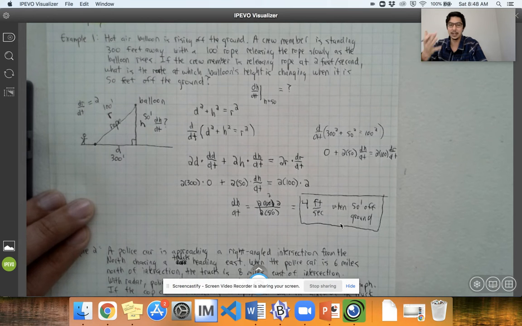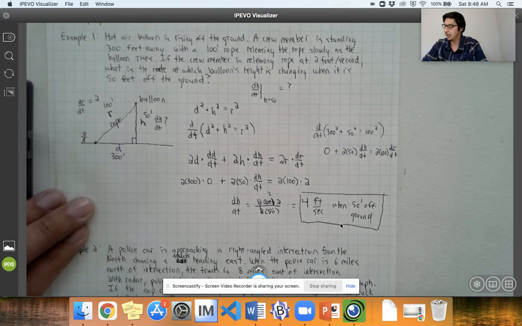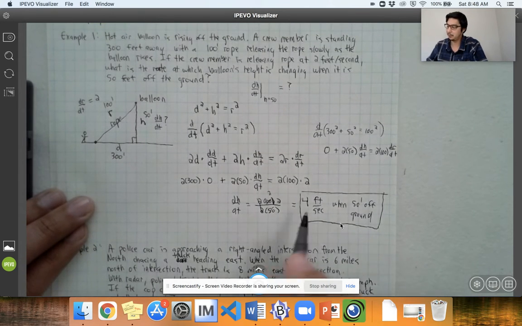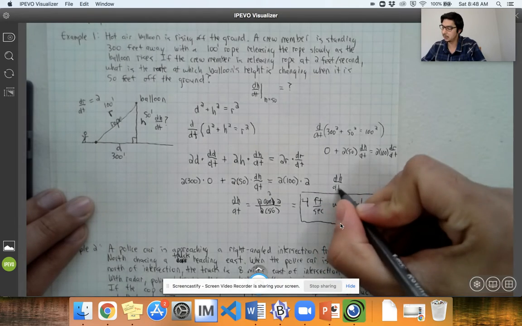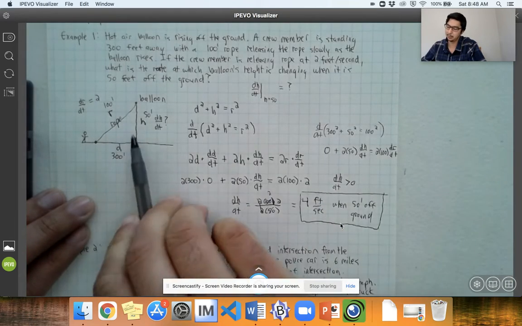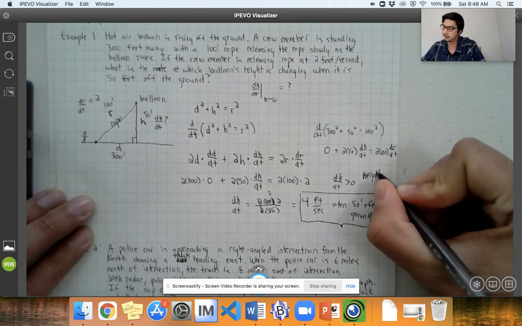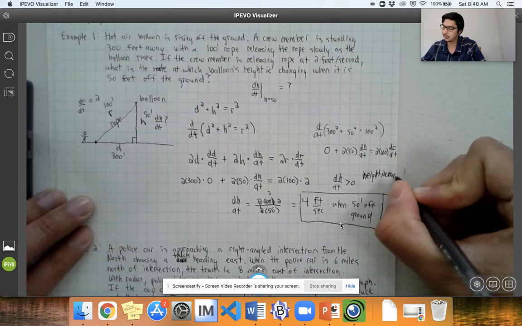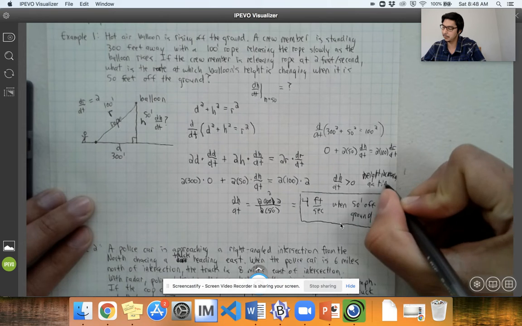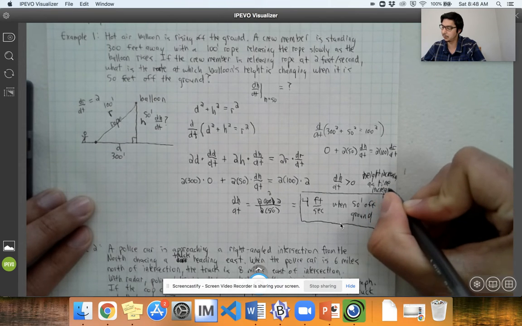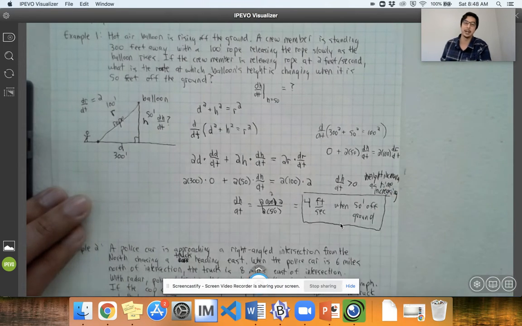You can see that they're all kind of related in that sense. It makes sense that this is positive, by the way. It makes sense that dH dt is positive because the balloon is rising, because the height is increasing as time increases. So it makes sense that it is positive there. But that's using related rates with Pythagorean's theorem.